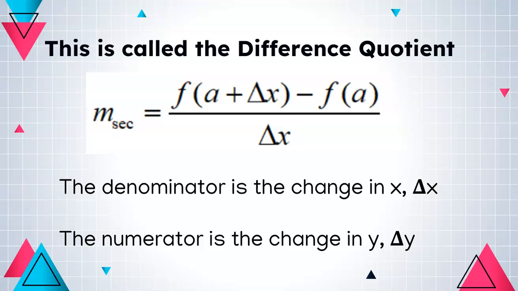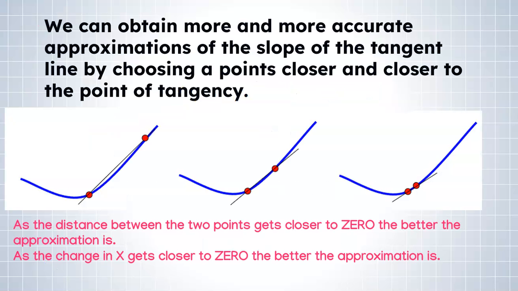Now, here's where it gets spicy. We could obtain more and more accurate approximations of the slope of the tangent line by choosing a point closer and closer to the point of tangency. So again, remember, we're starting off by trying to find the slope of the tangent line, but we actually just introduced you to the slope of the secant line. But here's the idea. If this is the point that I'm trying to find the slope of the tangent line at, here it is again.